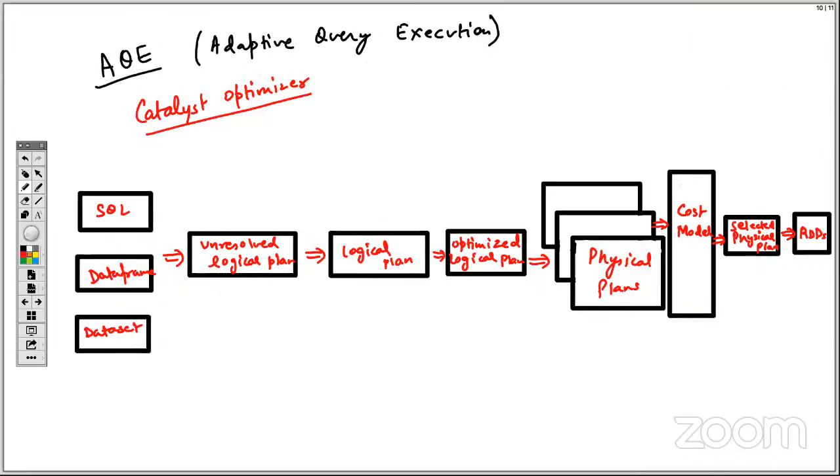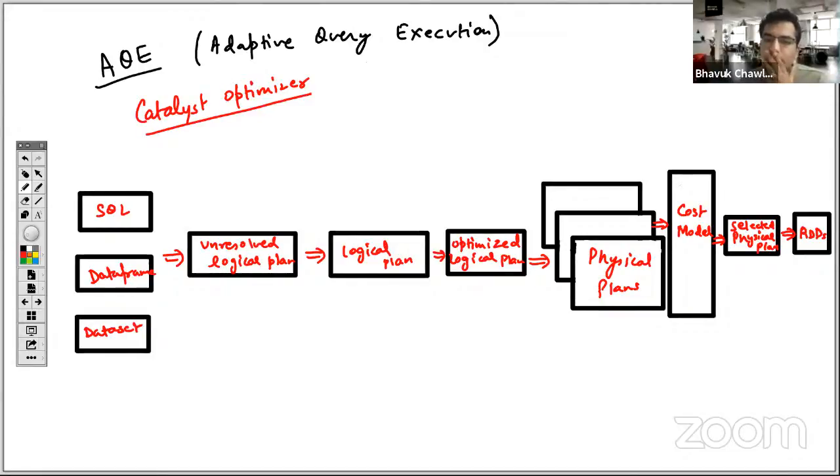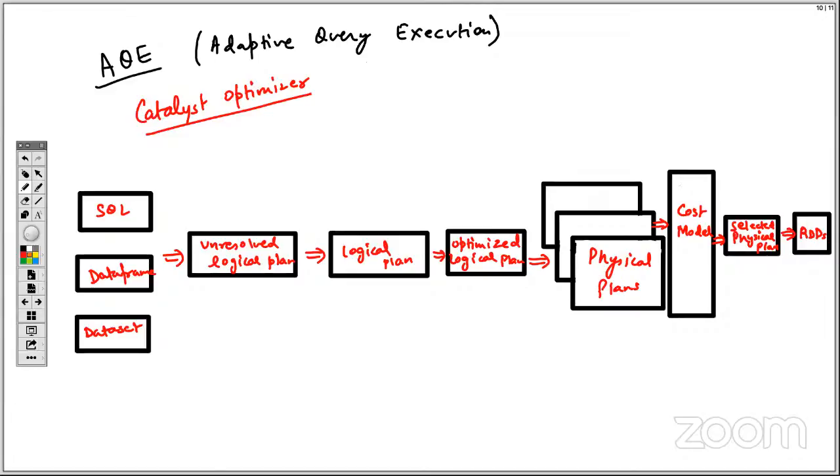So hi Babu, Harshit. Yeah, please. This entire process, the entire blocks that we can see, from the unresolved logical plan up till the RDDs, is this entirely called the Catalyst optimizer, or only part of it? I mean, which of the blocks come under the Catalyst optimizer?